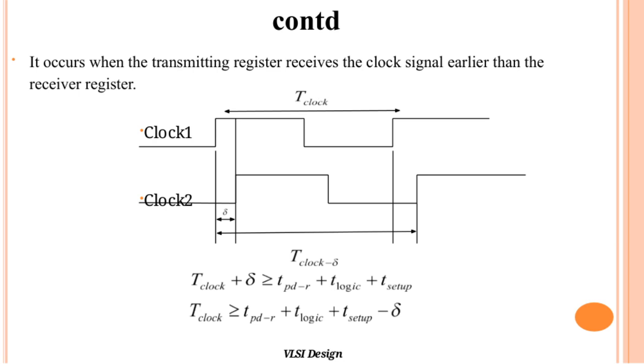Here, we're looking at a situation that happens during data transmission between registers in a VLSI design. Specifically, this timing issue occurs when the transmitting register receives the clock signal before the receiving register does. This means the first register might send data too early, before the second register is ready to receive it, which can cause errors or glitches in the data transfer. Understanding this timing difference between clock 1 and clock 2 is crucial for ensuring reliable communication within the circuit. It's a key concept that helps us design more robust systems in VLSI.